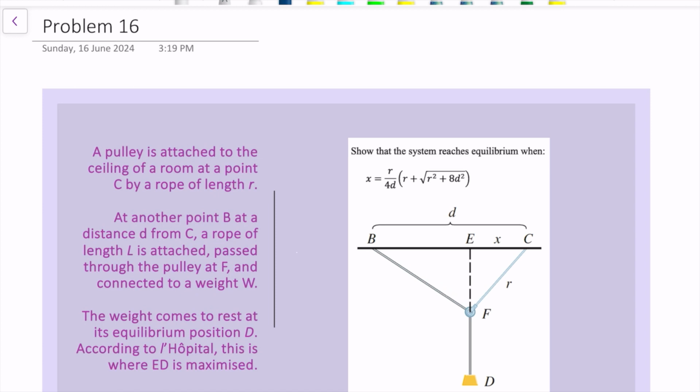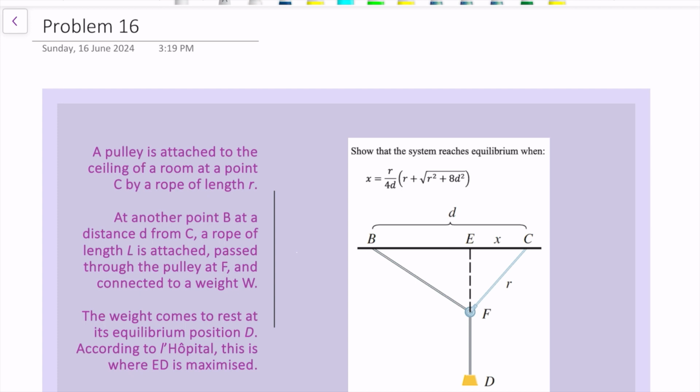Okay, so we've got a pulley attached to the ceiling of a room at a point C by a rope of length R, so R is constant. Another point B at a distance D from C, that's constant. A rope of length L is attached, assuming that the rope doesn't expand, that's constant. Pass through the pulley at F and connected to a weight W. The weight comes to rest at its equilibrium position, and according to L'Hopital, this is where ED is maximized.